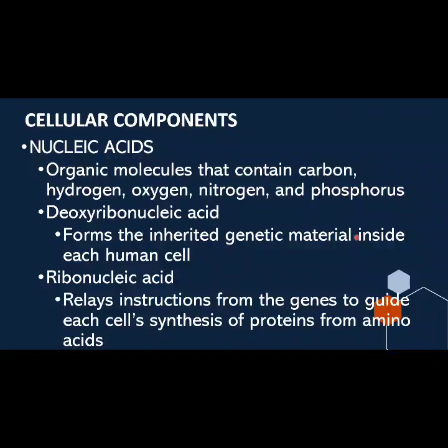You have the first one, deoxyribonucleic acid. This one forms the inherited genetic material inside each human cell. And your ribonucleic acid relays instructions from the genes to guide each cell's synthesis of proteins from amino acids. Going back to your DNA, or deoxyribonucleic acid, you have here the presence of genes. Your genes determine the traits that we inherit.